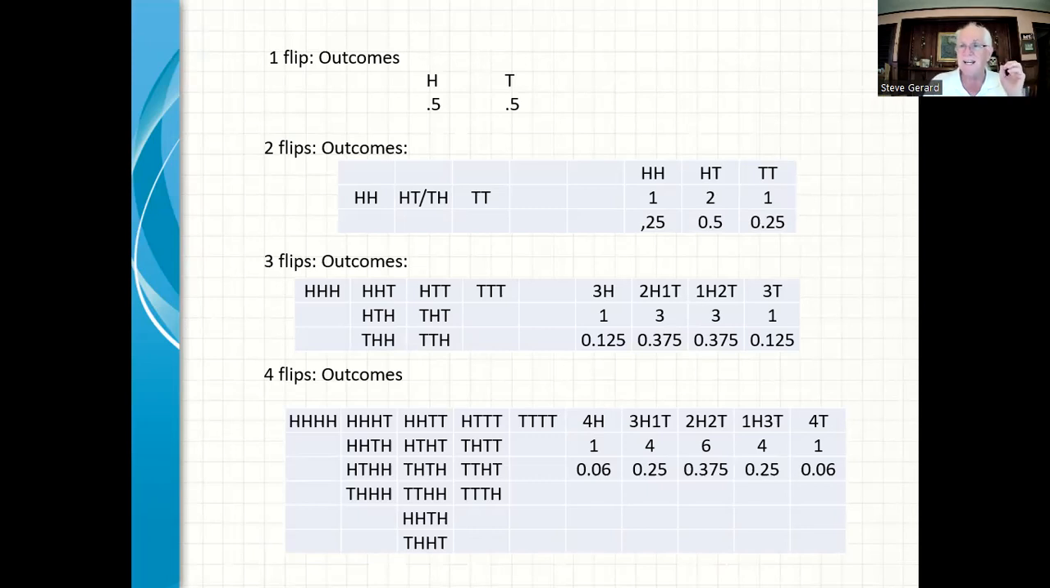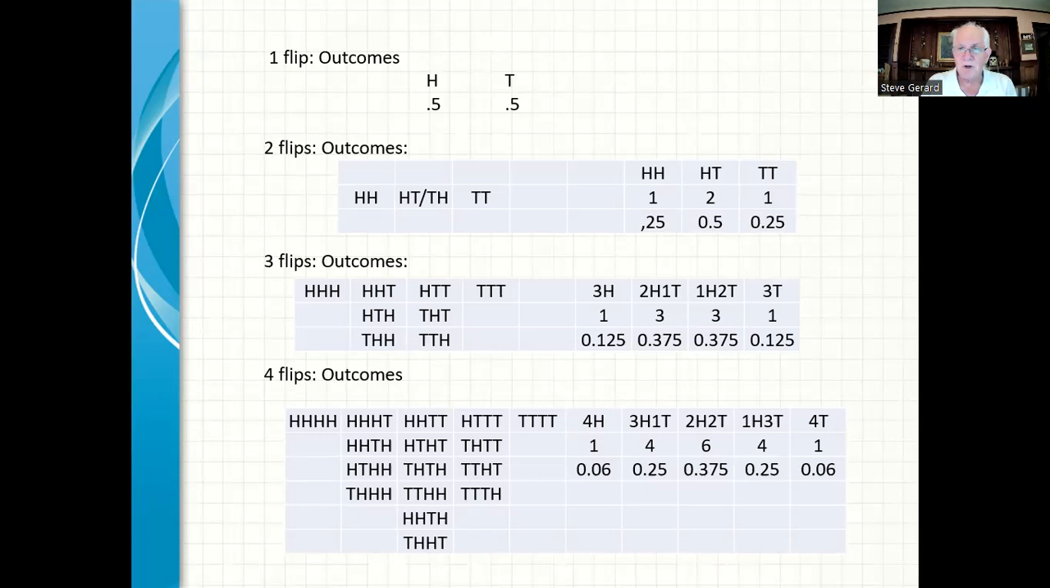So the probability of getting at least 2 heads would be 0.375 plus 0.25 plus 0.06. Interesting. The probability of getting at least 2 heads would be the same as the probability of getting up to 2 heads. Again, you could end up adding up the 4 tails and the 1 head and 3 tails and the 2 heads, 2 tails, and come up with the same number as in this case.